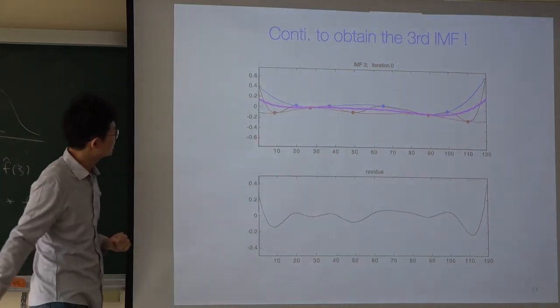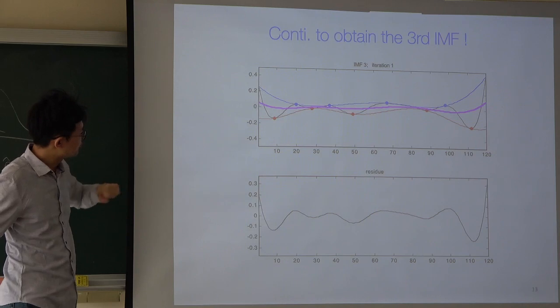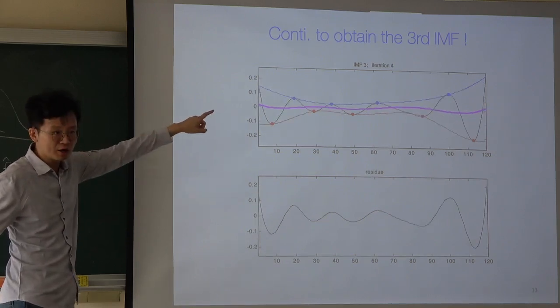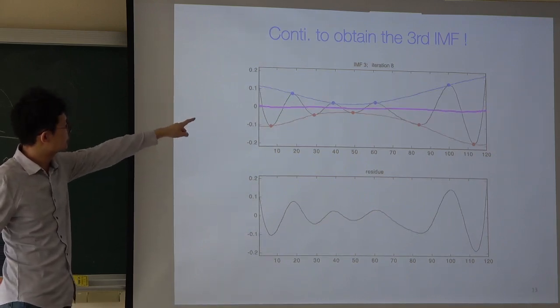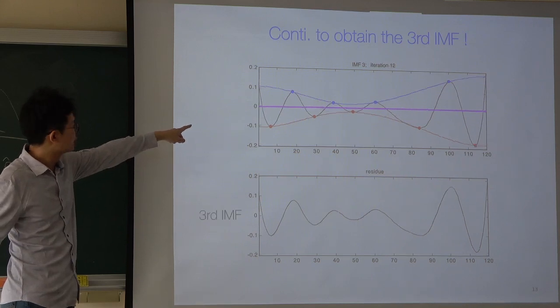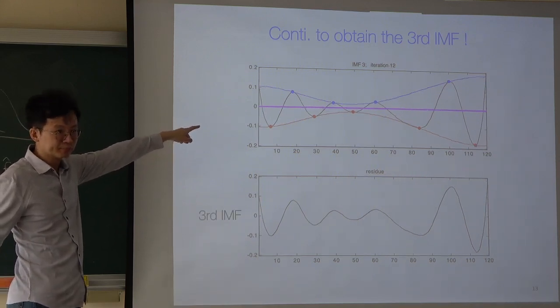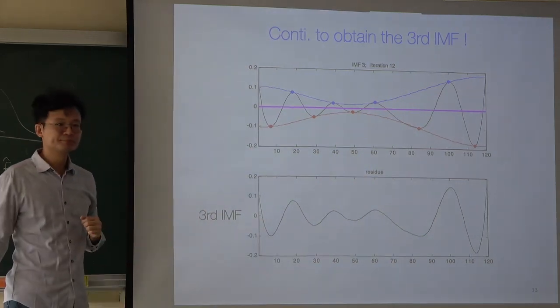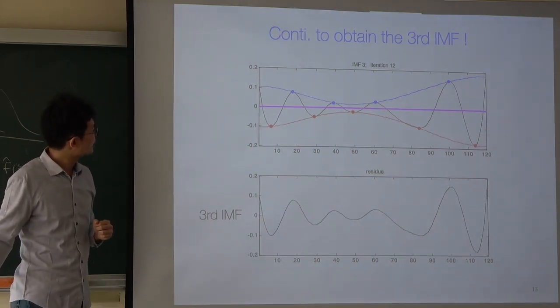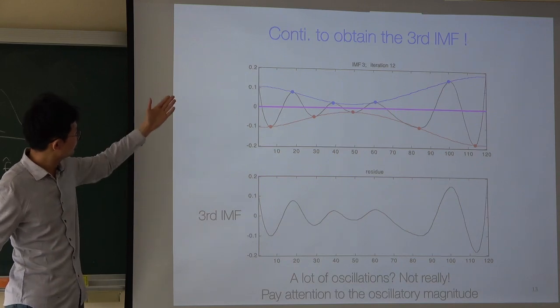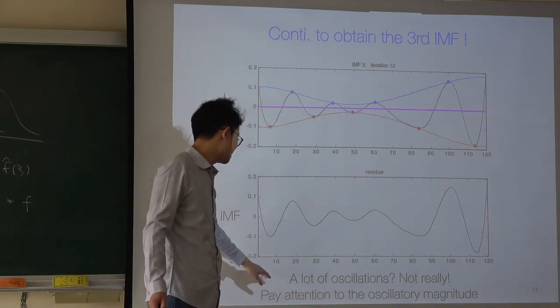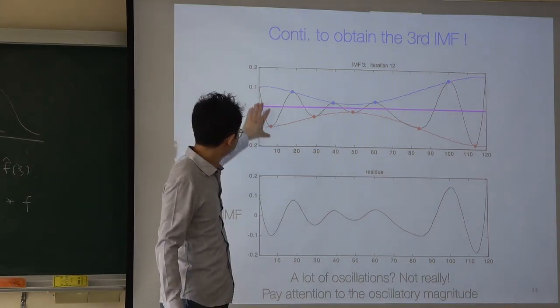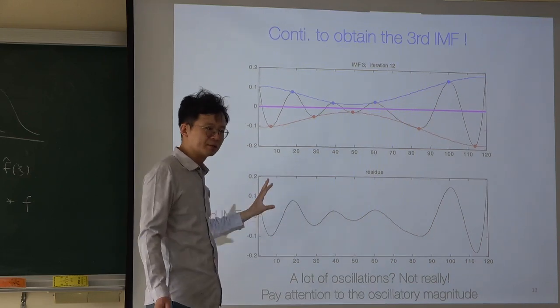Iteration 0, right? And iteration 1, iteration 4, that's what you get. Finally, iteration 8, iteration 12. Very nice. Now it's flat. So this is the third IMF. Now we can continue with the fourth IMF. But before that, you may see, hey, it seems to have too much oscillation and so on. But don't worry too much.